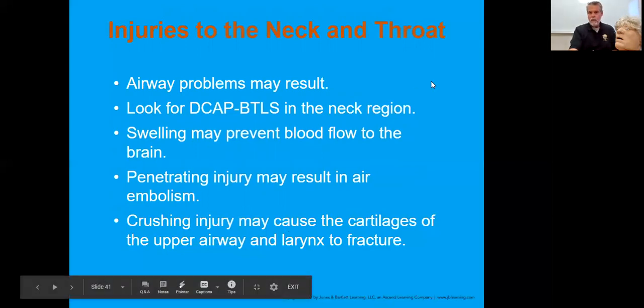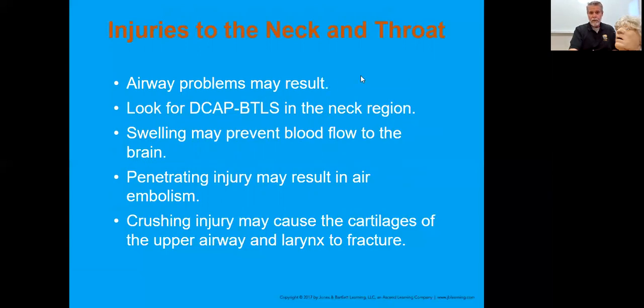The neck and the throat, different injuries to those areas. Now, we'll explain this one to you as well, but when you have injuries to the neck and the throat, tissues can swell. It can end up blocking that airway. It can even impede the flow of blood up to the brain.